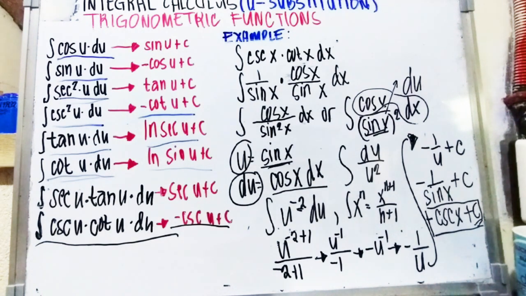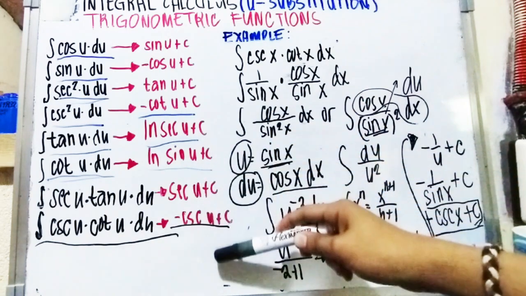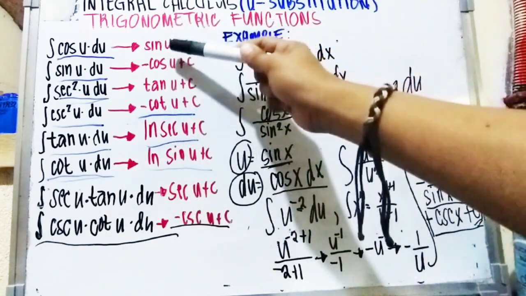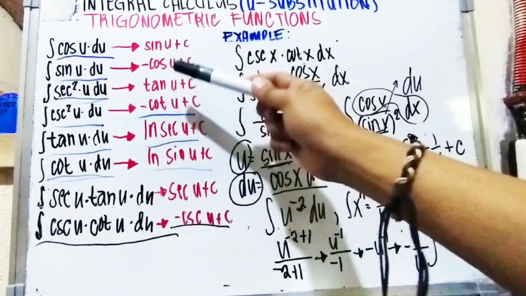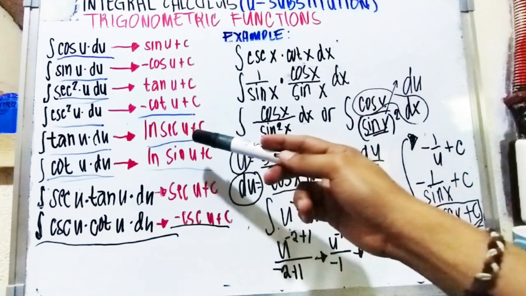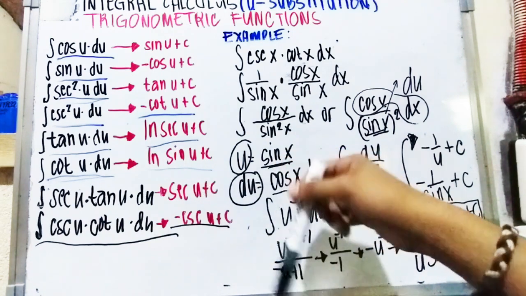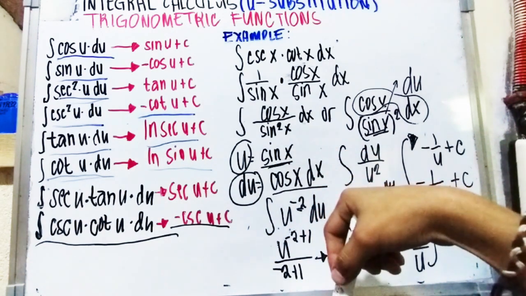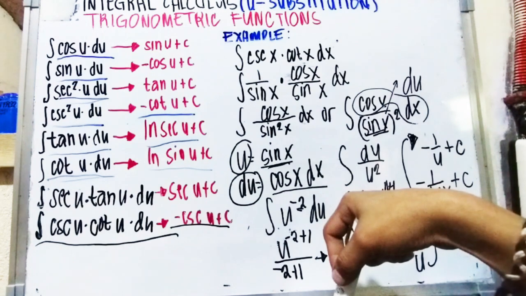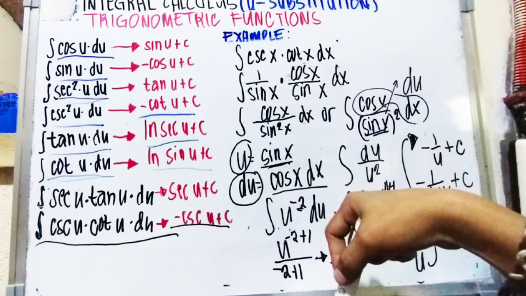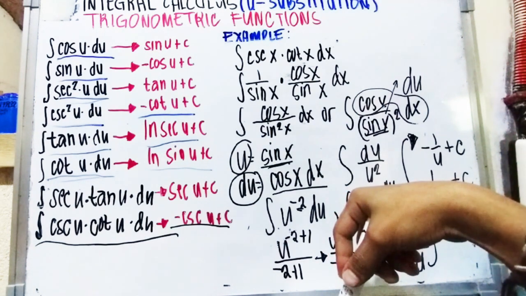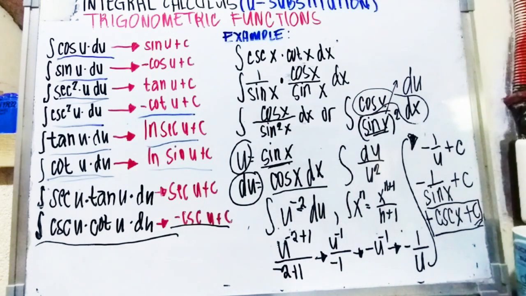Alright, so in integrating trigonometric functions using U-substitution, ang kailangan mo lang is dapat ma-familiarize mo yung mga formula or properties of trigonometric functions na ito. At yung mga previous basic integration rules natin. So that basic na lang sa inyo or mas madali sa inyong mag-integrate ng mga trigonometric functions, especially using U-substitution.